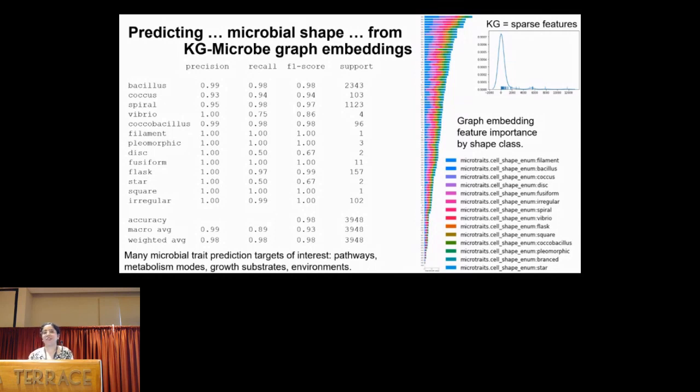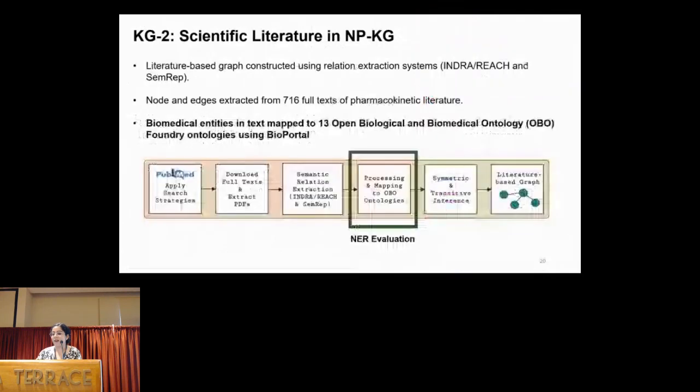This use case has a more high-level evaluation of looking at the changes in structure and the prediction performance. So in our next use case, we wanted to look at more granular evaluations of how these named entity recognition tools are working and being incorporated in the graph. So for the second use case, this is NPKG, which includes a literature-based graph component from full text of scientific literature, where nodes and edges are extracted from these full texts. And there are more details of the knowledge graph construction, but for this evaluation, we focused on this step of processing and mapping the terms found in the literature to biomedical ontologies. And we used 13 open biological and biomedical ontologies for these mappings.